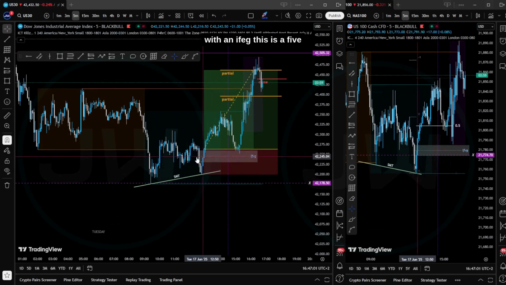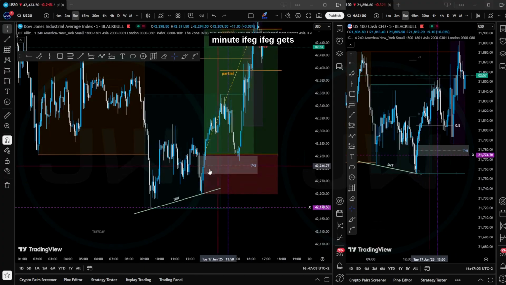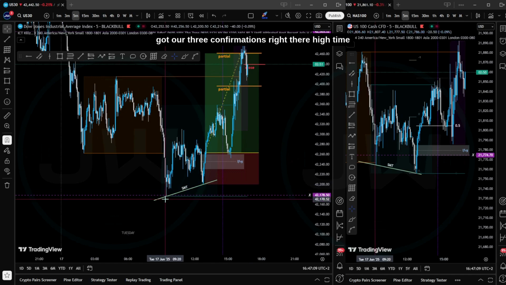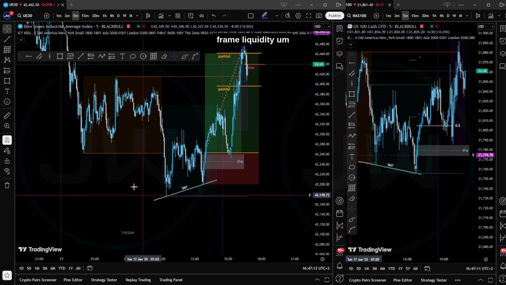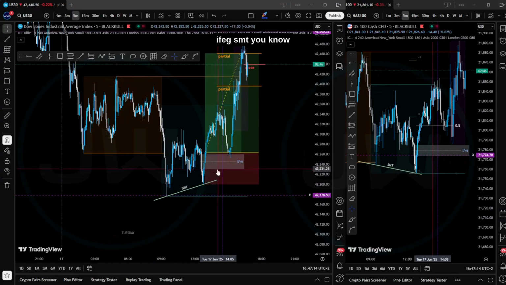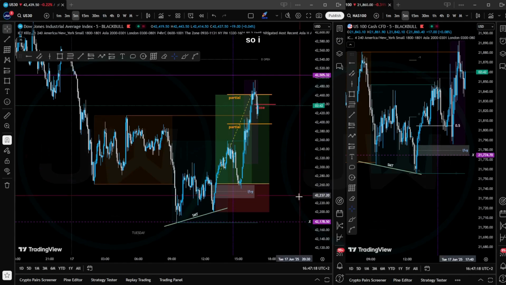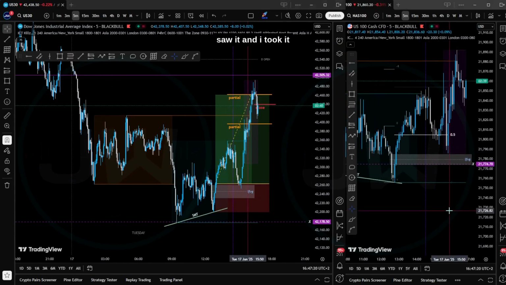SMT with an IFEG. This is a 5-minute IFEG. It gets inverse right there, and we've got our 3 confirmations right there: high time frame liquidity, IFEG, SMT. It's a prime setup for buys, right? So I saw it and I took it.